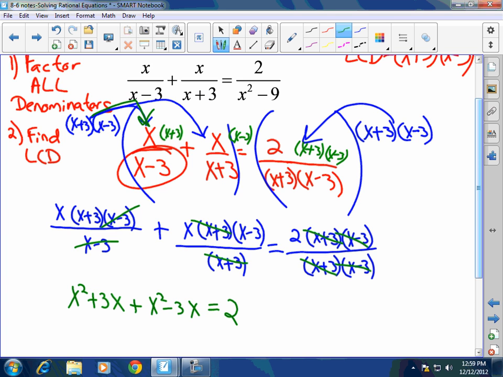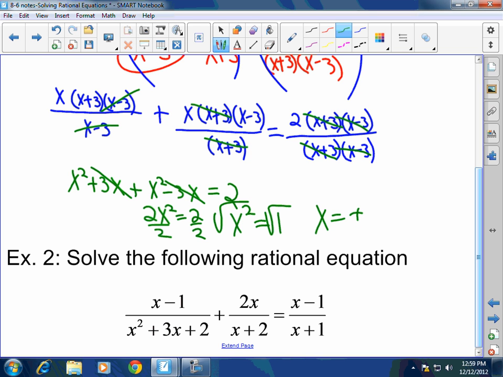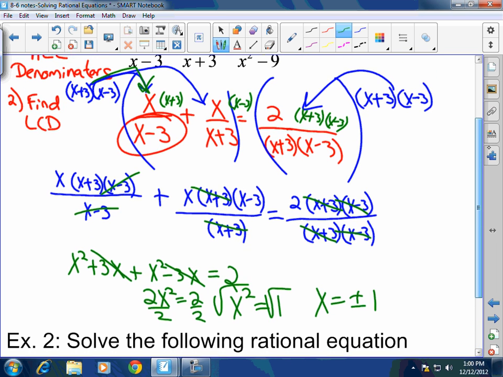So anyways, I have 3x and negative 3x, they cancel. So I got 2x squared equals 2 divided by 2. X squared equals 1. And then now, how do you cancel out a power of 2? What's the opposite of a power of 2? Square root. So you take the square root. Nope. X equals plus or minus 1. Because what's the square root of 1? Plus or minus 1. What's 1 times 1? And what's negative 1 times negative 1? Exactly. So every square root has 2 roots, a positive and a negative.